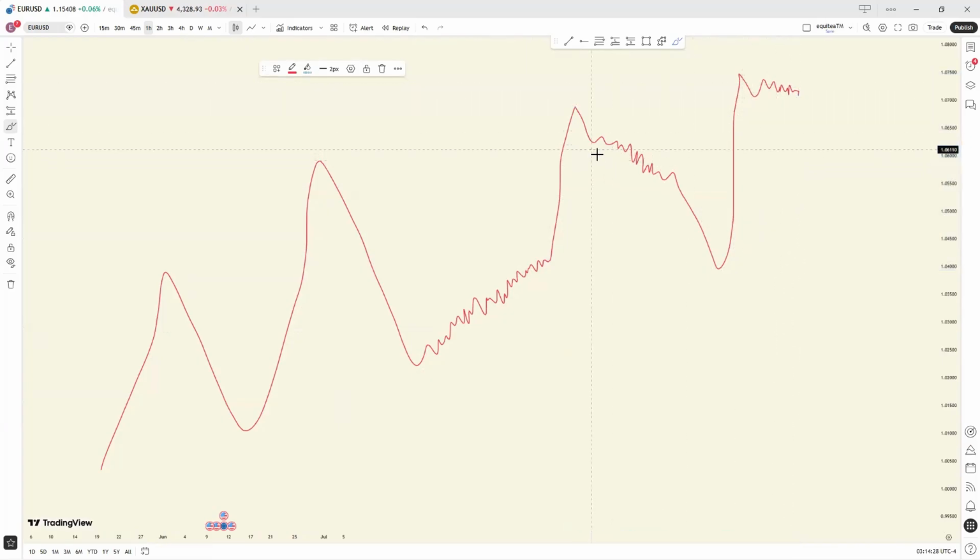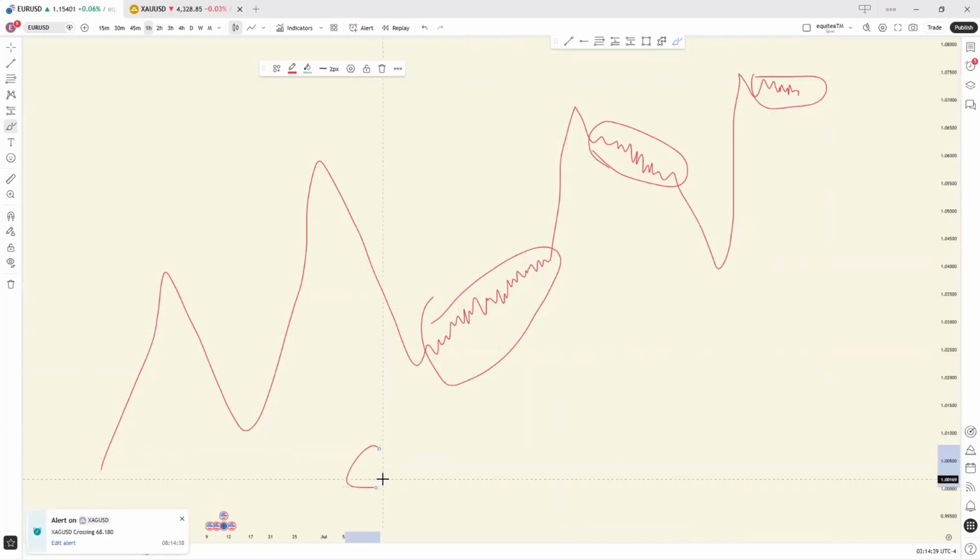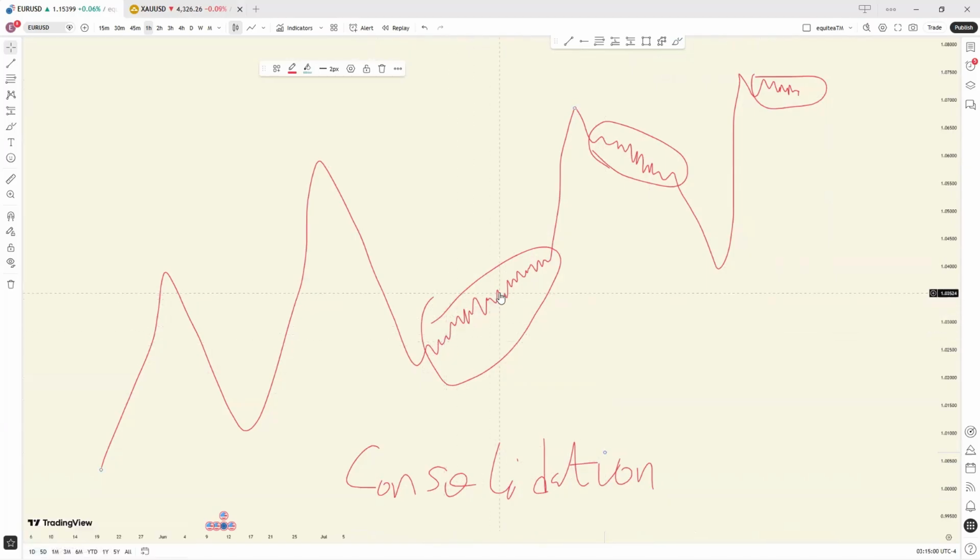Now you see this little movement that was happening here, like a noise, is what we call a consolidation market. Why do I call it a consolidation market? The market was slow during this period of time, and hence that's where it got the word consolidation market.